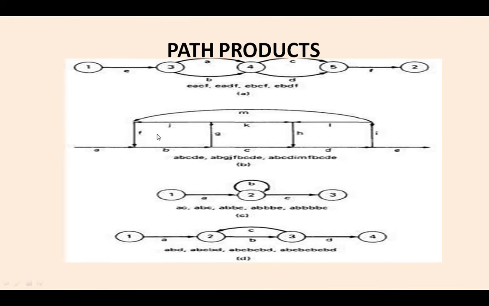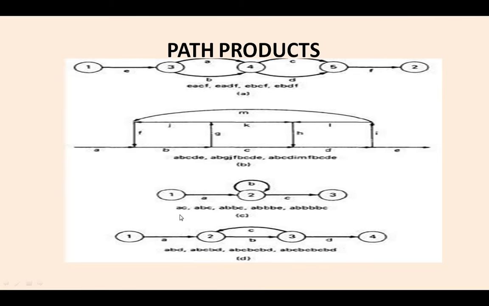Now coming to graph B, we started from the link A here: A, B, C, D, E. That is the first one. Next, A, F, J, K, L, I, E. Like that, we get multiple paths here, like A, B, G, J, F, B, C, D, E, and A, B, C, D, I, M, F, B, C, D, E. Various kinds of multiple paths will come in this graph B.